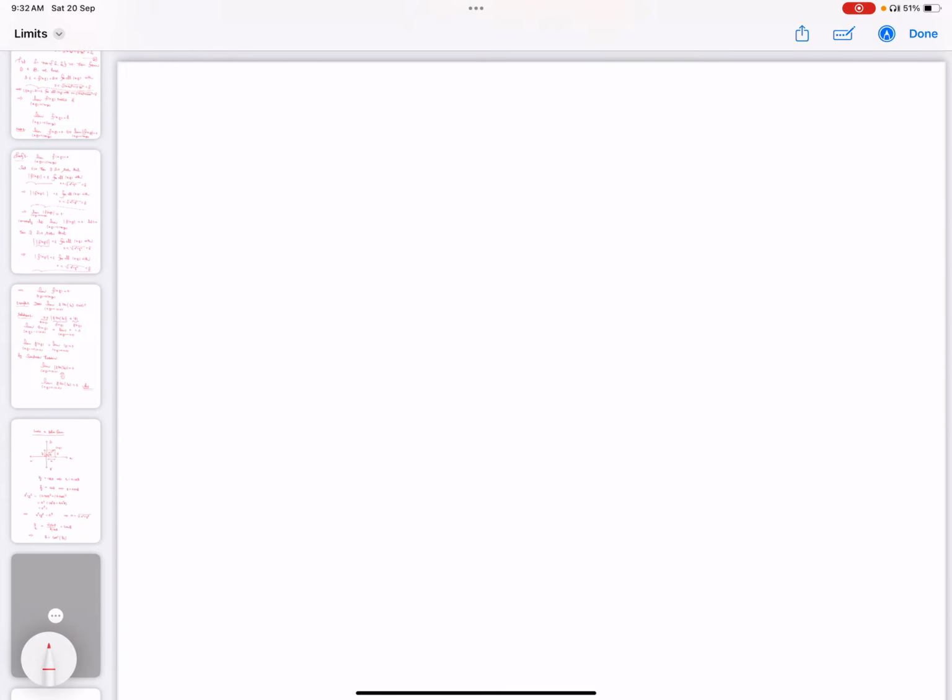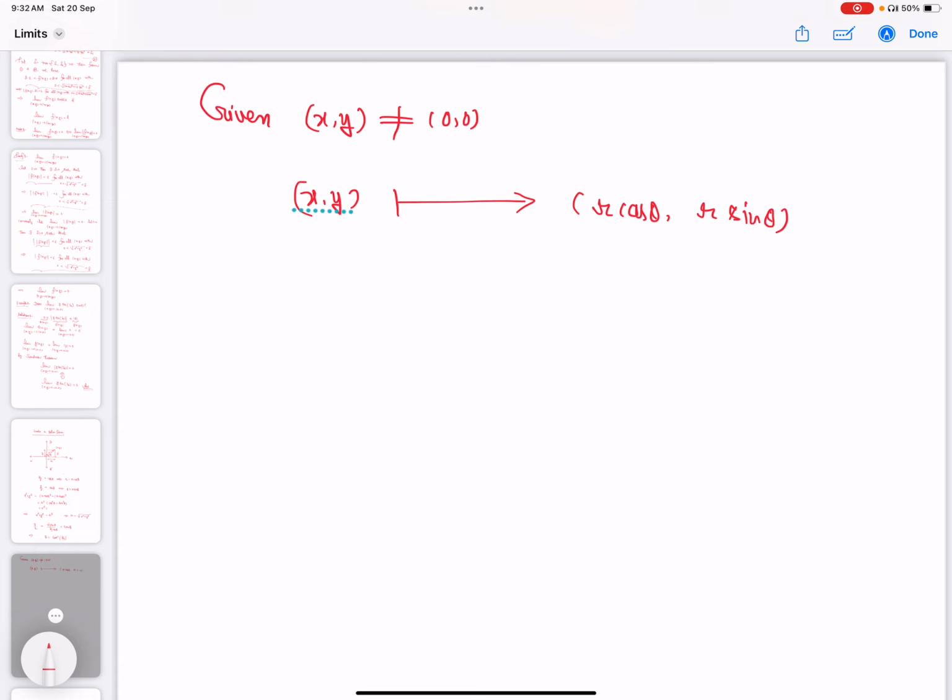So what do we mean? Given a non-zero point (x, y), then (x, y) can be mapped to (r cos theta, r sin theta), where r is greater than 0 and theta lies between 0 and 2 pi. So this representation is unique.